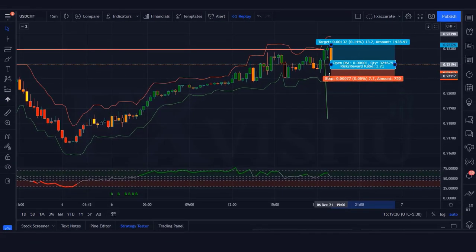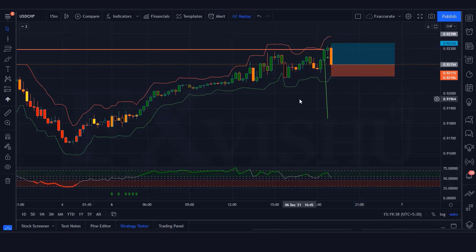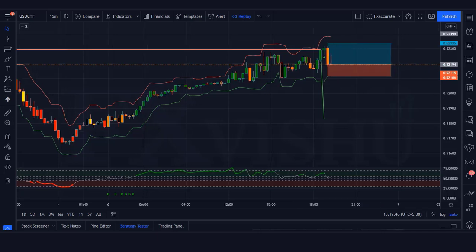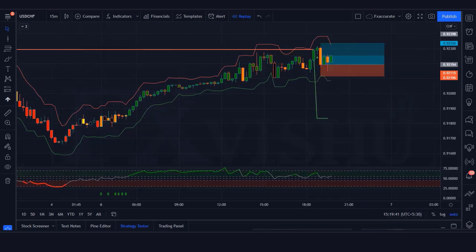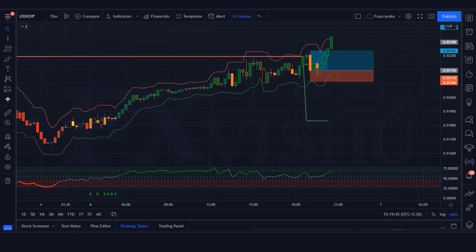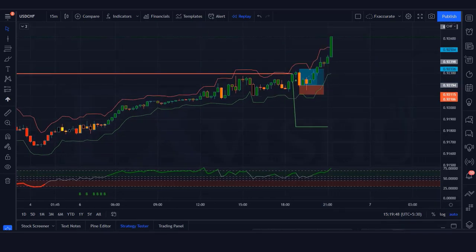Our stop loss will be at the stop loss indicator green line. And our risk to reward ratio will be 1:1.5. Let's see what happens to our trade. Our trade is running in profit. We have won the trade. Let's find the next trade.